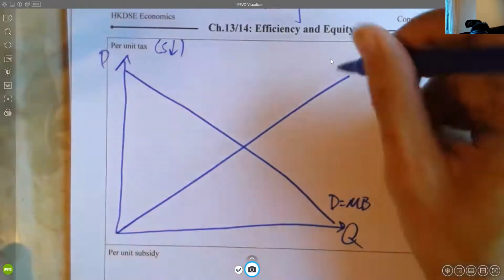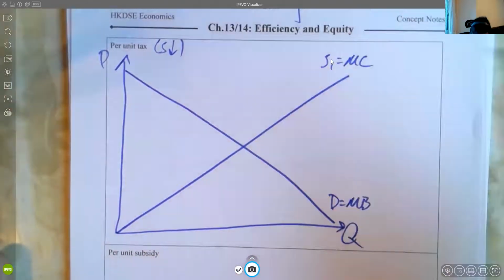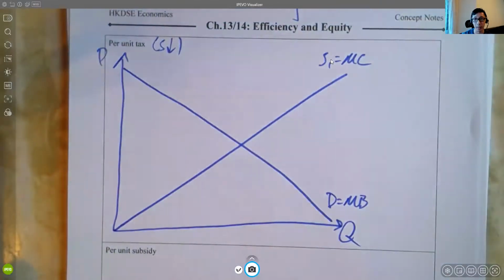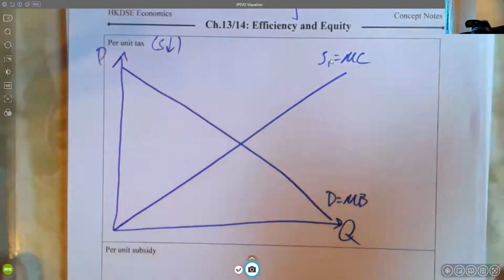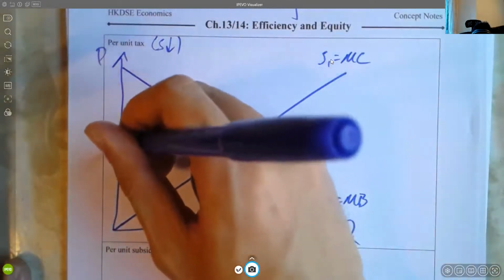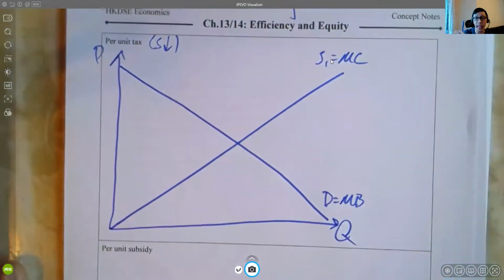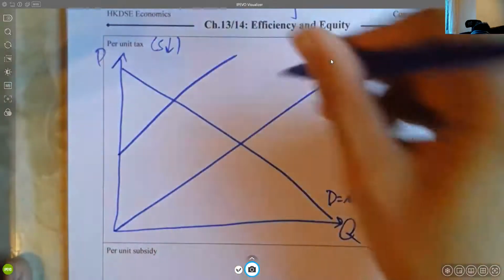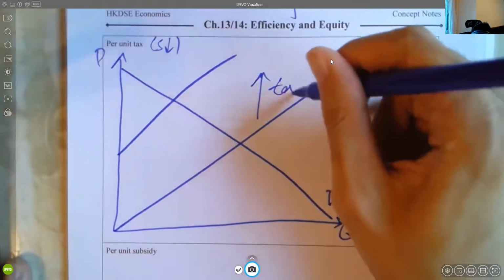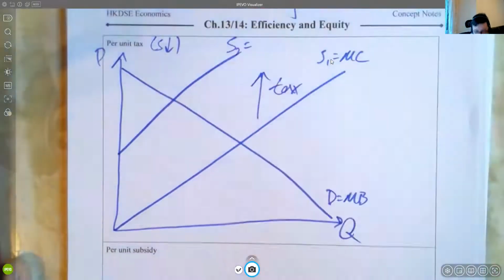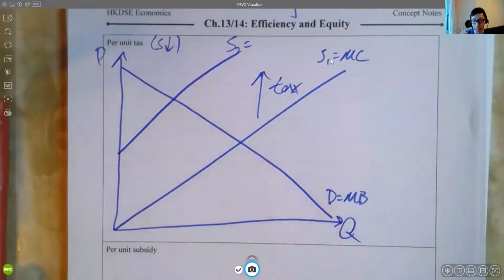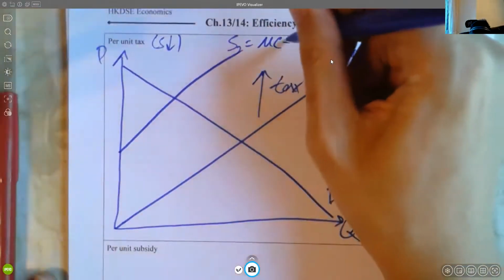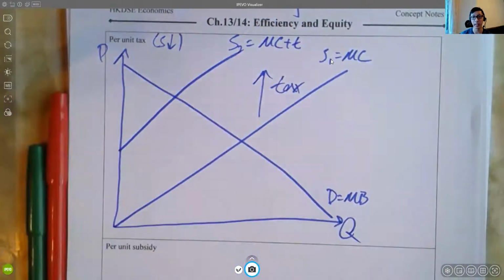All right. Let's call this supply 1 equals MC. You see I don't write MC1 for a reason. Okay. And let's shift the supply curve. It shifts upward, meaning supply goes down. Be careful, it's reversed. Here you see, right? This is S2, let's not call it MC2. Instead, let's call it MC plus T. Okay, you will understand why later. Let's call it MC plus T.